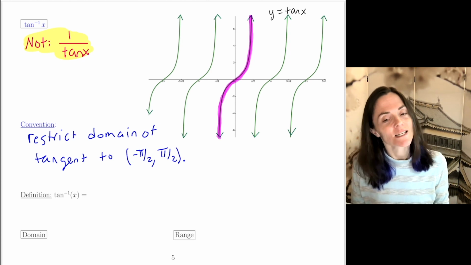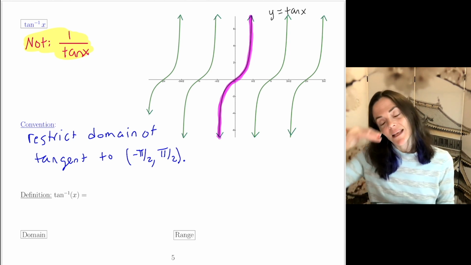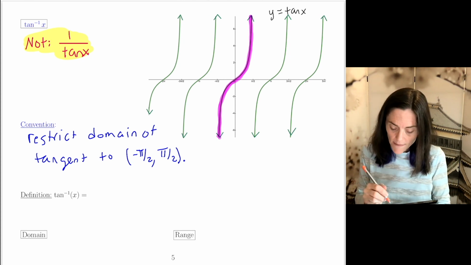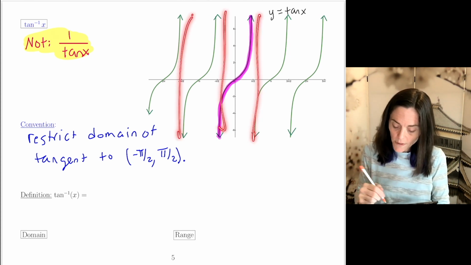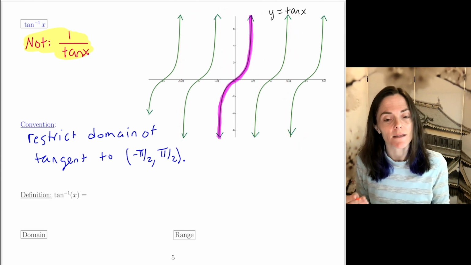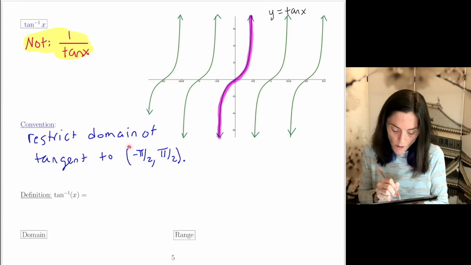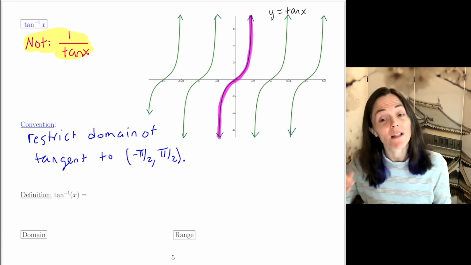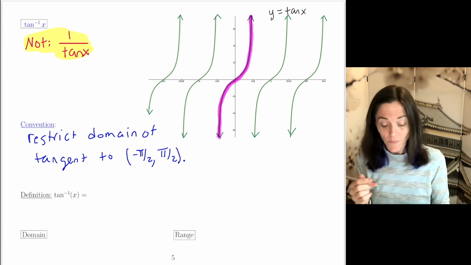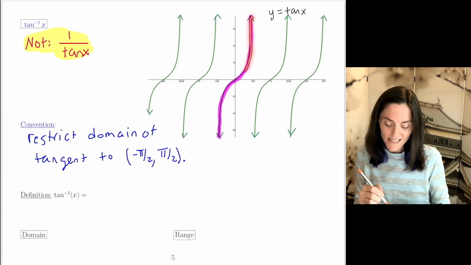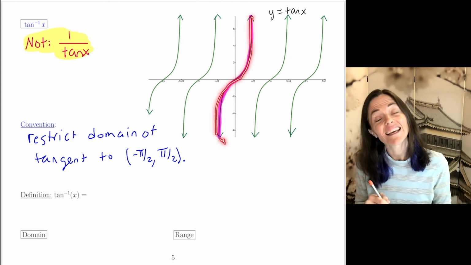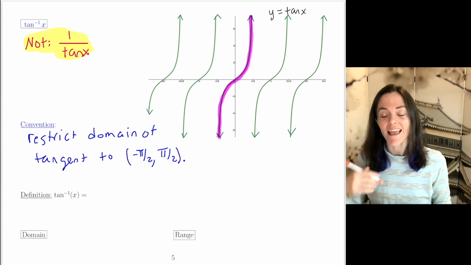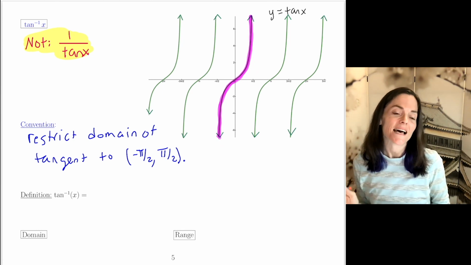You see, tangent is not defined at pi over 2. Tangent is sine over cosine. It's not defined where the cosine is 0. That's why all of these are places where the tangent is undefined. But we restrict to this open interval, minus pi over 2 to pi over 2. We fill out the full range of the tangent. And then you see this pink shaded part. If you flip it along the line y equals x, we will have something that passes the vertical line test.